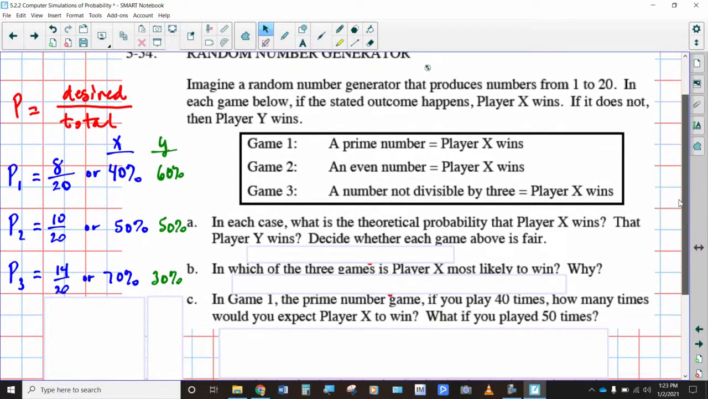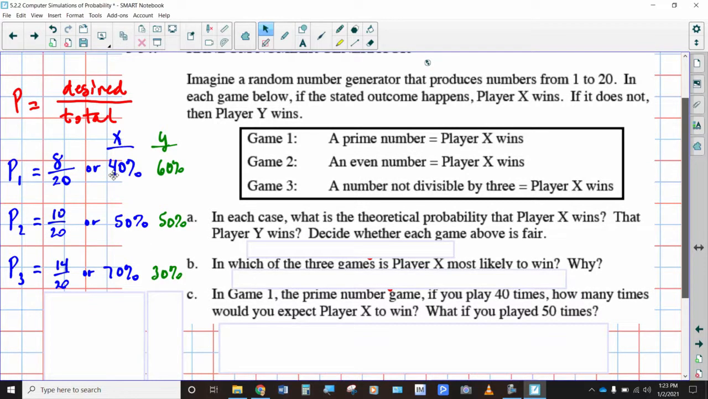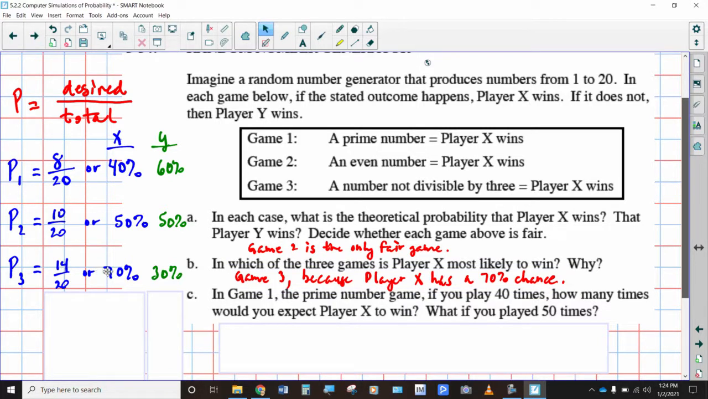So now that we've got all of the theoretical probabilities that X wins and that Y wins, which game is the fair game? You see it right here, right? Only game 2 would be considered a fair game in this set of games. So in which of these 3 games is X more likely to win? Well, which one does X have more than a 50% chance? That would be game 3, right? Because player X has a 70% chance of winning this game and player Y only a 30% chance.